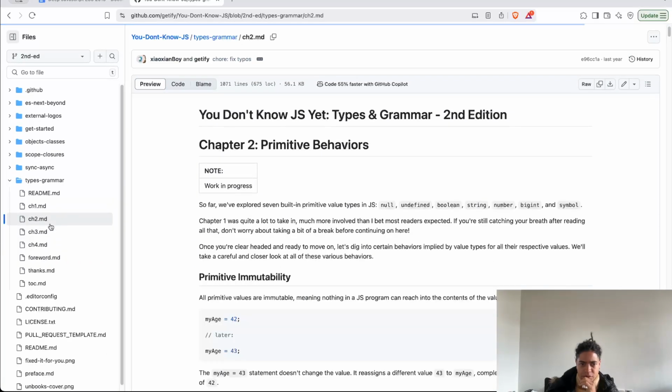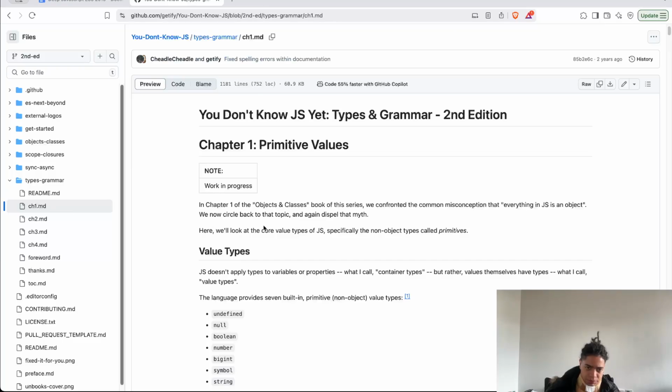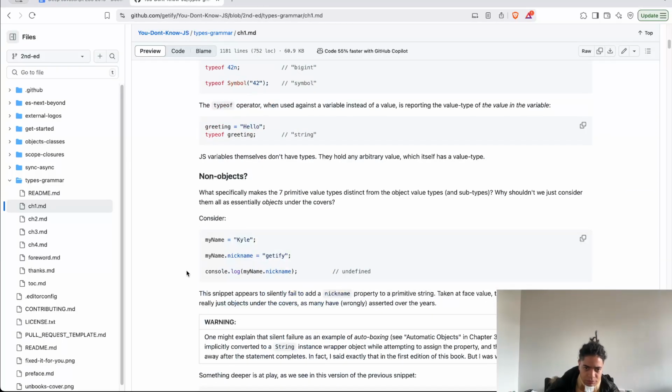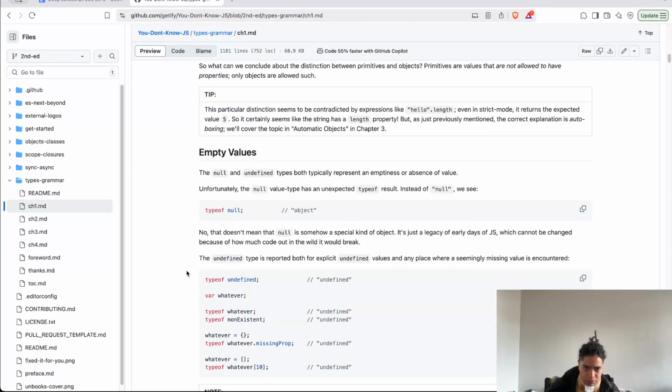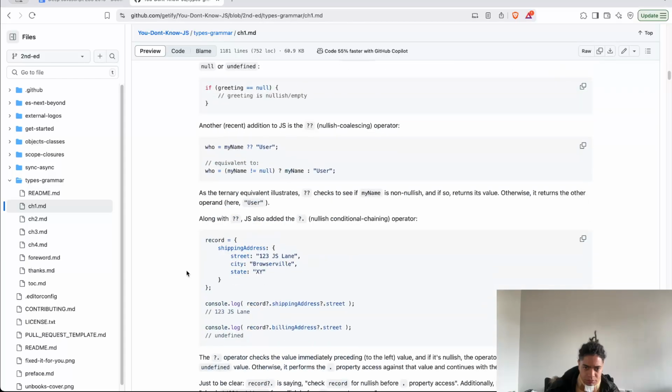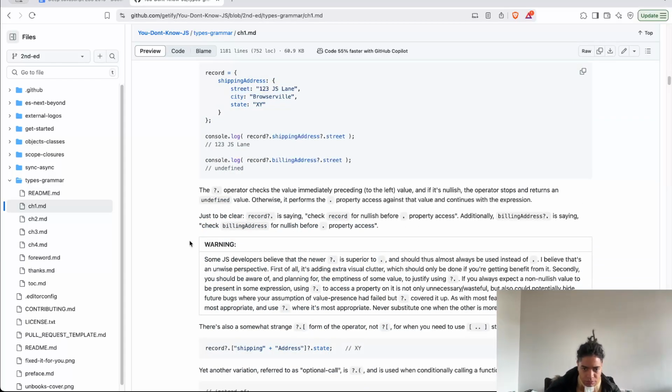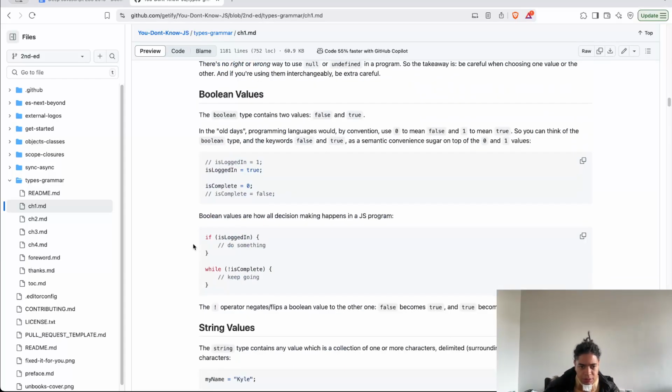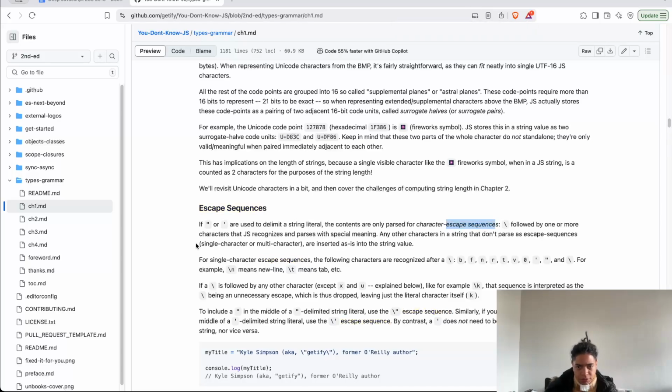There you got it. No, it's with escaping character here. Escaping characters, followed by one or more characters that JavaScript recognizes and parses with special meaning. Any other character in a string that doesn't parse as an escape sequence, single character or multi-character, is inserted as is into the string.